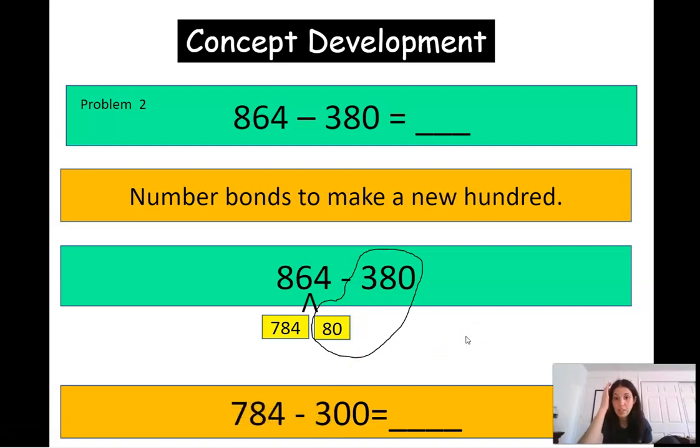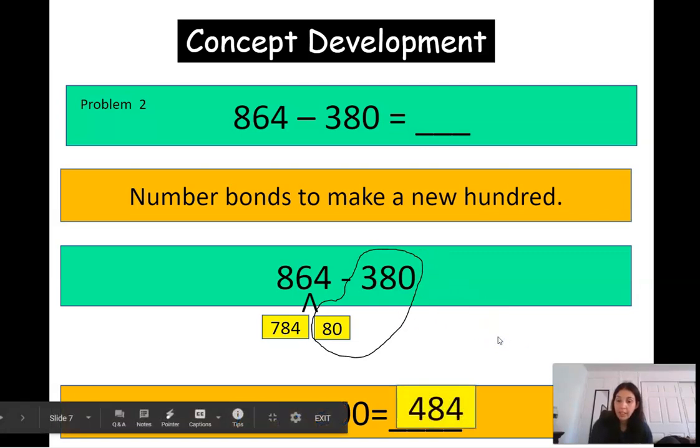So now our subtraction problem is 784 minus 300. That's a much easier way to subtract. It's easier to subtract just 300 from 784. And our answer is 484.